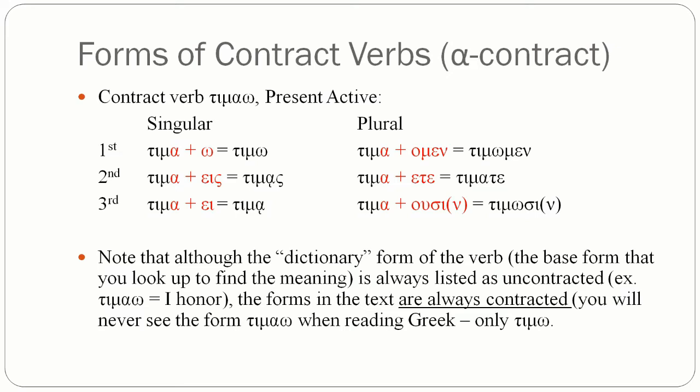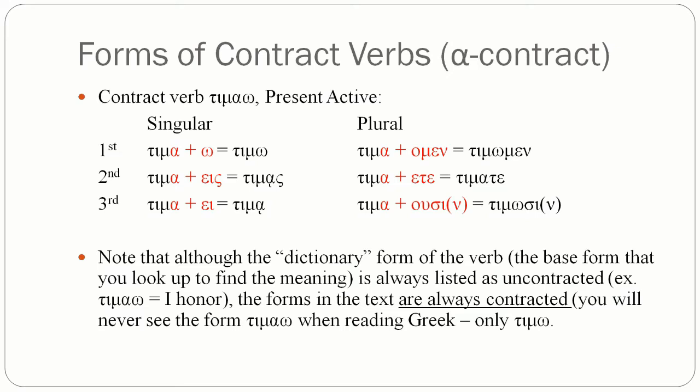Here's one thing about these contract verbs that you'll need to remember. Although the dictionary form of the verb, that basic form that you look up in the dictionary or in your vocab list, is always going to be listed as the uncontracted first person singular of the present. For example, timao, that's uncontracted. It has the alpha on there, and that's what you would look up in the dictionary. In your vocab list at the end of this chapter, it'll have timao with that alpha still on there, and it'll give you the meaning, I honor.